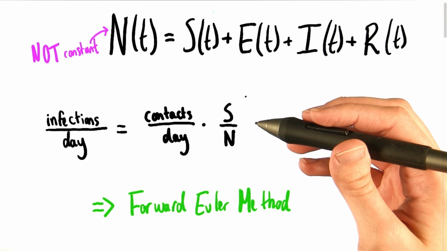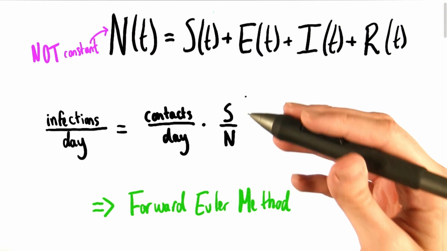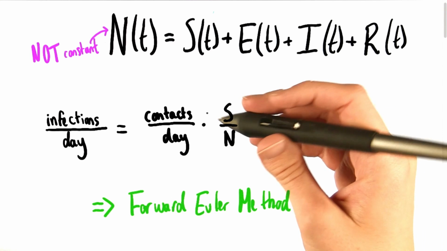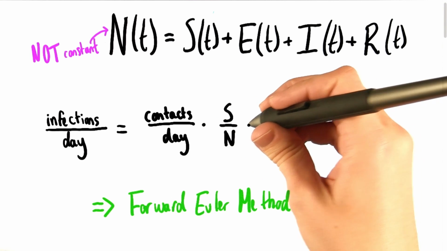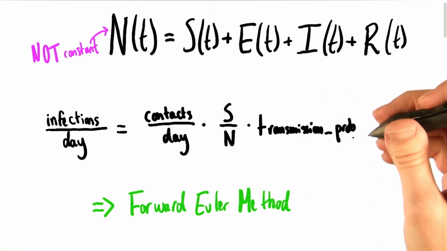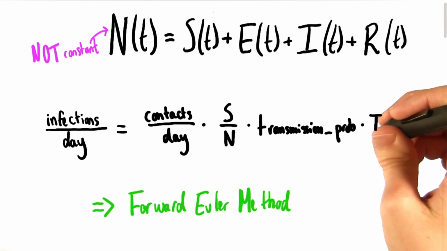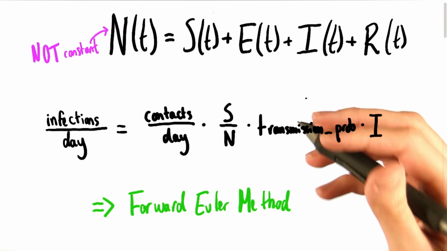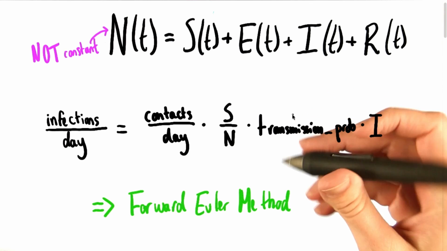Then if we want to change this expression to equal the number of infections spread by each infectious person per day, then we multiply all of this by the transmission probability. Now lastly, to get the total number of infections per day, we multiply this by I, the number of infectious people.